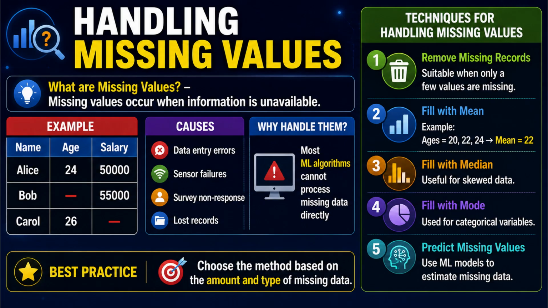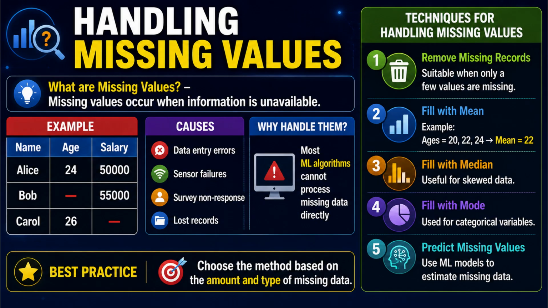The first thing we talk about is handling missing values. What are missing values? They occur when information is unavailable. It could be data entry error, sensor failure, survey non-response, lost records. For example, as given here, you can see there are two entries that are missing. Most machine learning algorithms cannot process missing data directly. So you have to handle this.